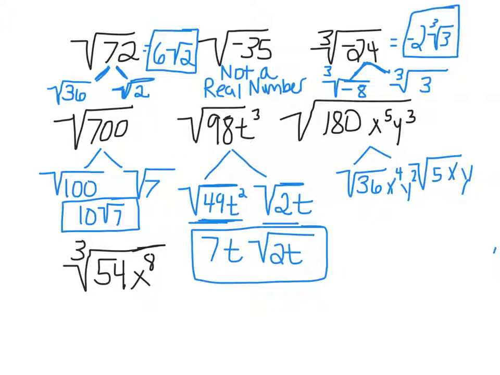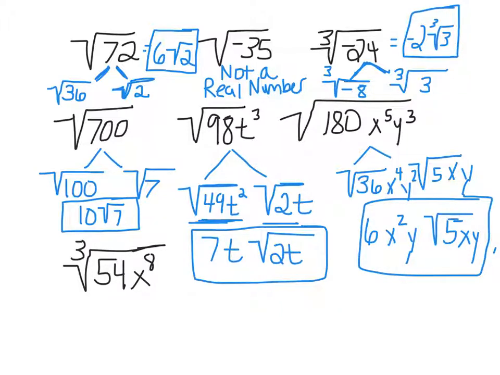Alright, now I have my perfect square part. I'm just going to take the square root, excuse me. So the square root of 36 is 6. The square root of x to the 4th, remember, it's 4 divided by the index. So 4 divided by 2 is 2, so that's x squared. And y squared is 2 divided by 2 is 1, so that's just y. And then I have the square root of 5xy left over. So that is the simplified form of the square root of 180 x to the 5th y to the 3rd. Let's look at this next one.